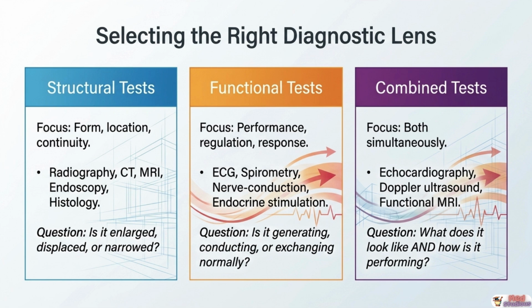Some tests combine both perspectives. Echocardiography can show chamber and valve anatomy while also assessing movement, flow, and pumping performance. A frequent exam mistake is choosing a test that does not answer the question. Before selecting an investigation, decide whether you need localization, morphology, performance, regulation, or a combination.